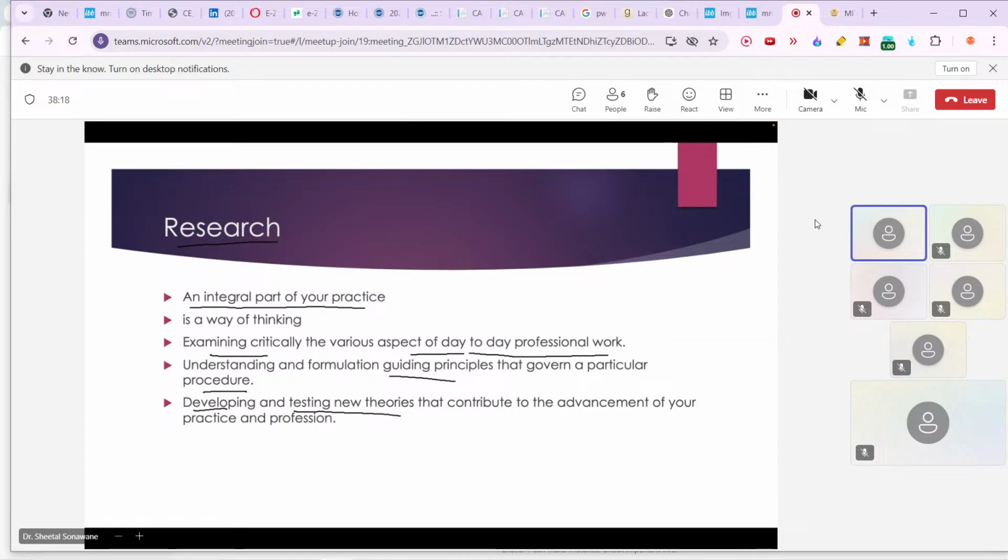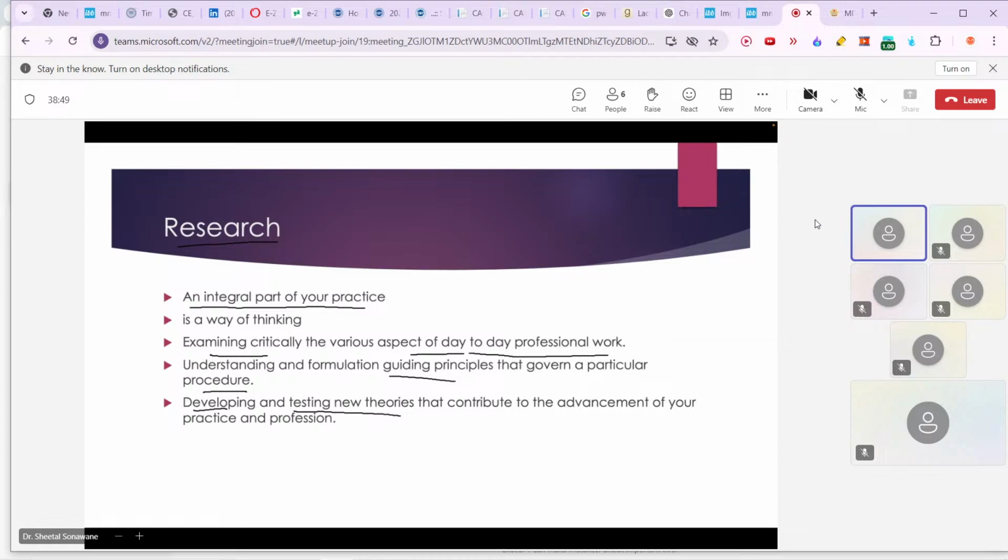So the government has to set guiding principles to use for a certain procedure. So understanding and formulation of guiding principles that govern a particular procedure, right? So if I'm solving a problem of daily traffic, I should have a metro from this point to the destination point. So for that purpose, we should come up with a new guiding principle. We should come up with certain guiding principles for it.